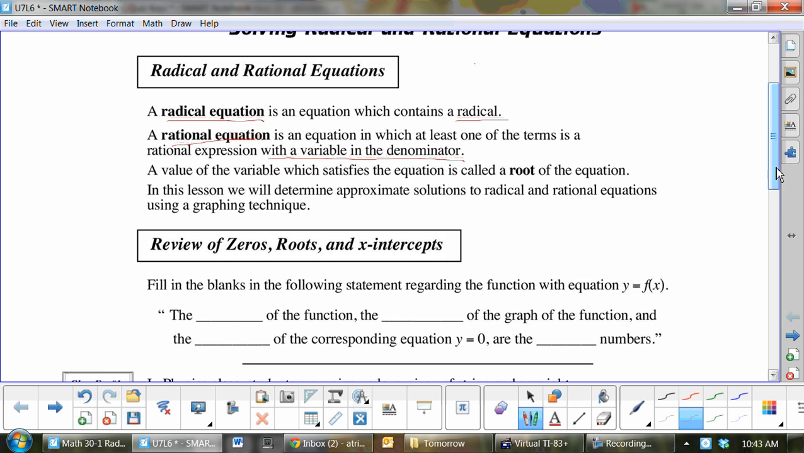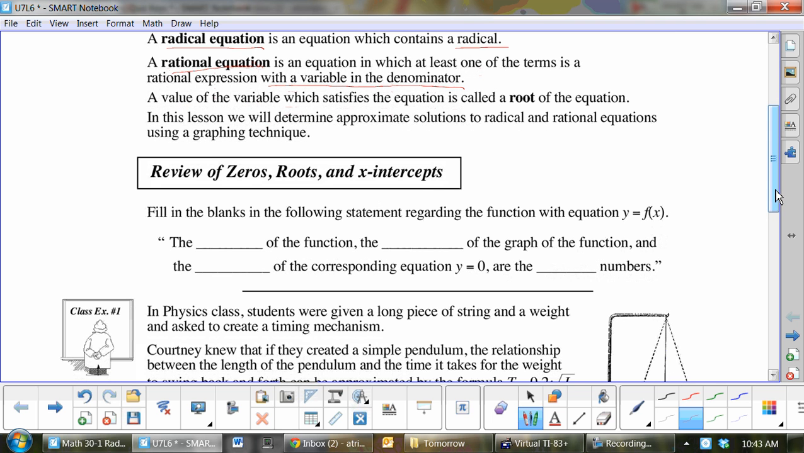Now, instead of filling in all of these blanks, can anybody tell me anything about zeros, roots, and x-intercepts? They're all the same. Okay? Now, hopefully I've drilled that into you enough, but I still don't know it. Write that down.